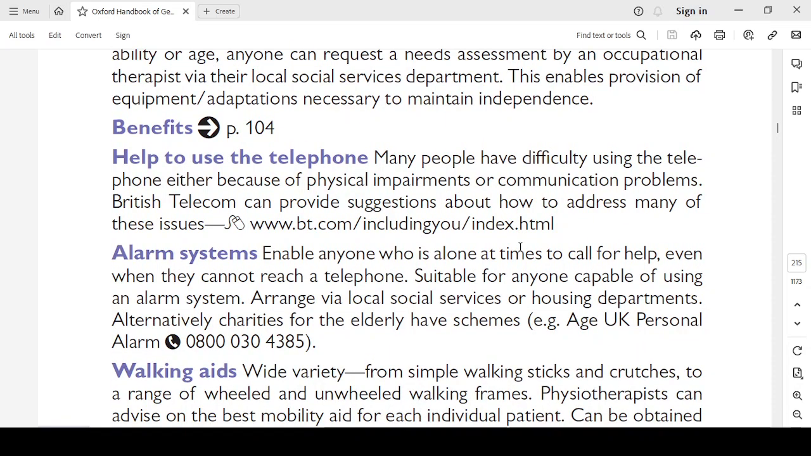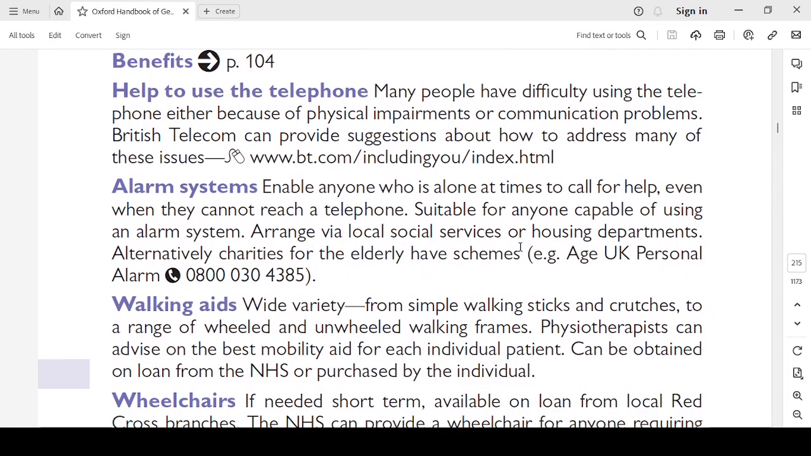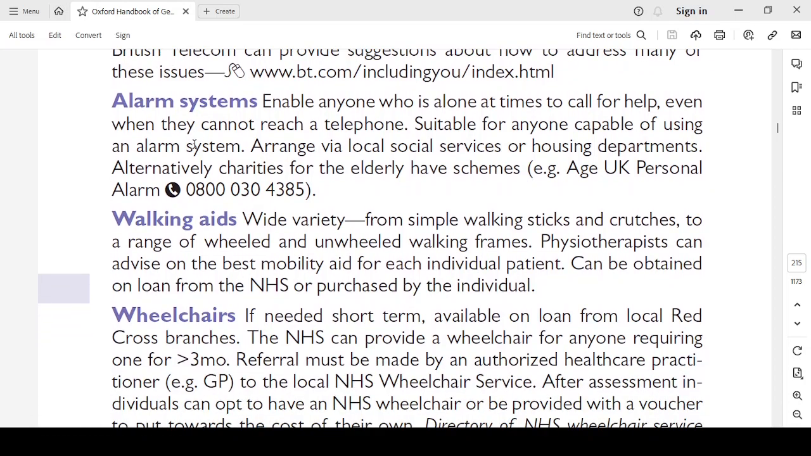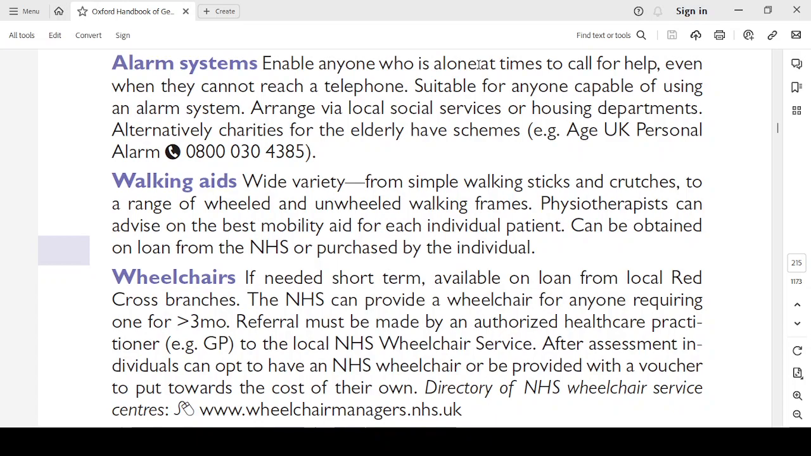Benefits: help to use the telephone. Many people have difficulty using the telephone either because of physical impairments or communication problems. British Telecom can provide suggestions about how to address many of these issues. Alarm systems enable anyone who is alone at times to call for help even when they cannot reach a telephone, suitable for anyone capable of using an alarm system, arranged via local social services or housing departments. Alternatively, charities for the elderly have some schemes.